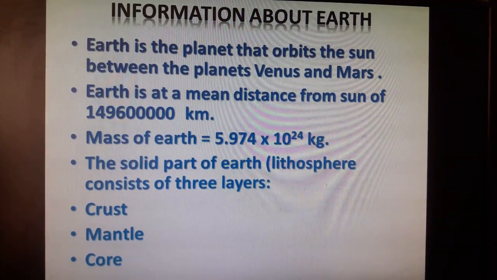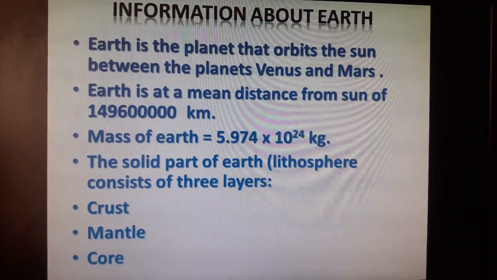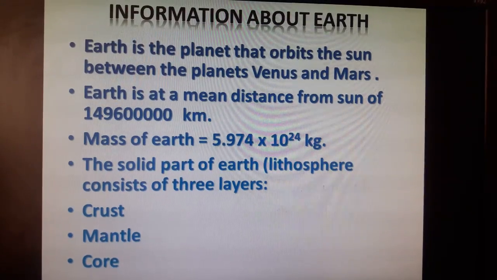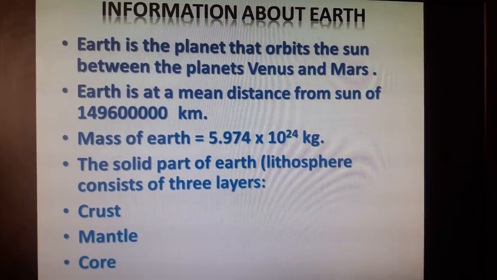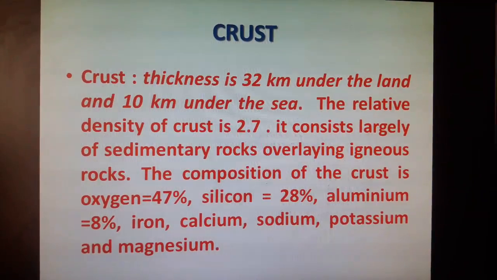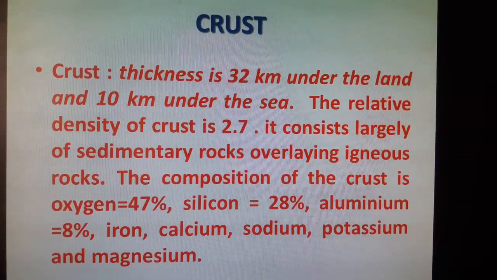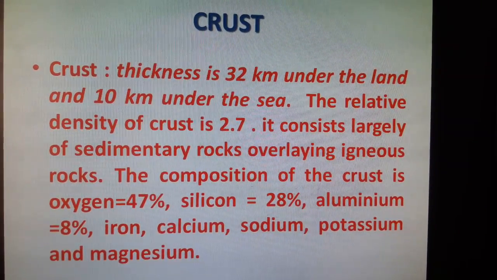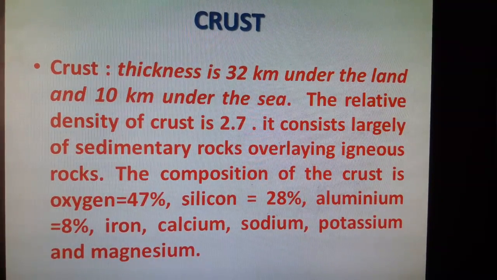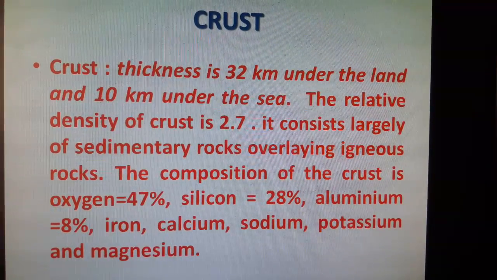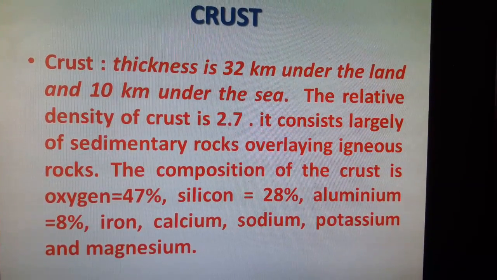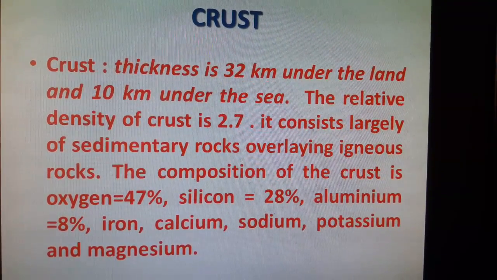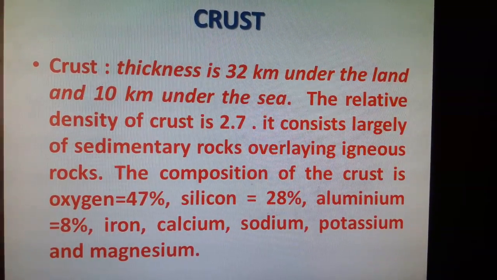The solid part of Earth, lithosphere, consists of three layers: crust, mantle, and core. Crust. What is crust? The thickness of the crust is 32 km under the land and 10 km under the sea. The relative density of crust is 2.7. It consists largely of sedimentary rocks overlaying igneous rocks.